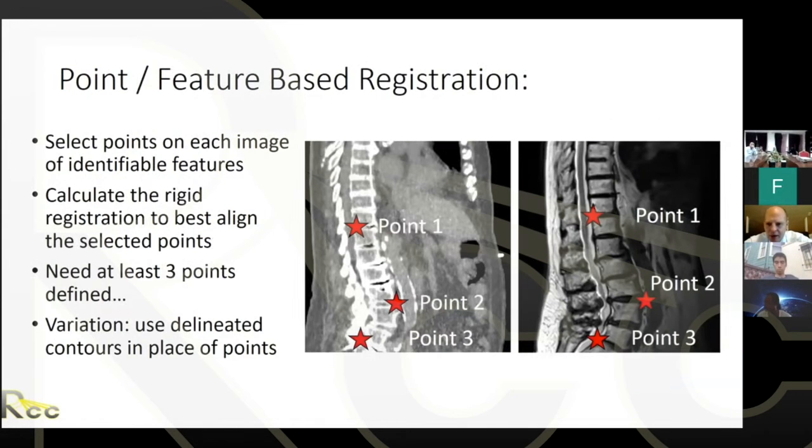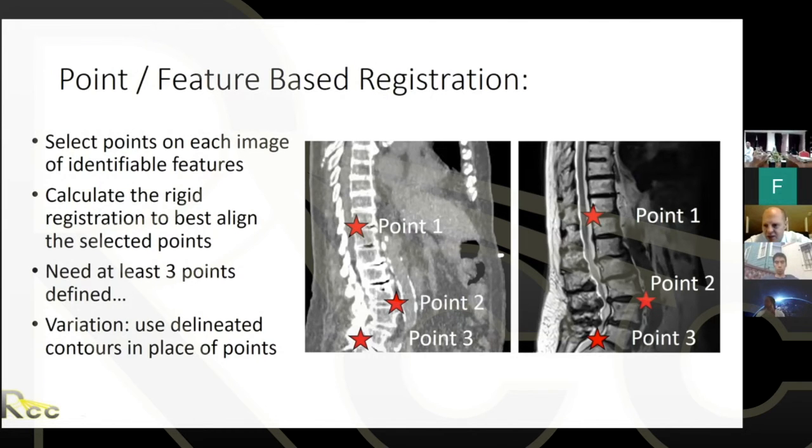Another method of registering is point or feature-based registration. In this case, you select points on each image of identifiable features. So for instance, you may match a specific point on the vertebral body here, here, and here. Then the planning system will calculate the rigid registration to best align the selected points. And you need at least 3 points defined.